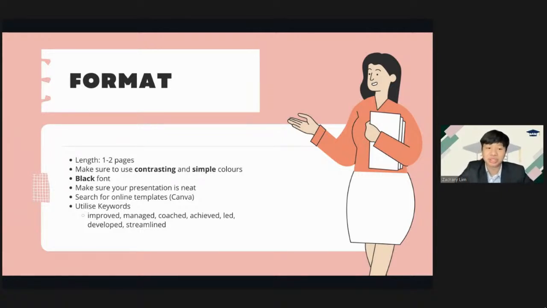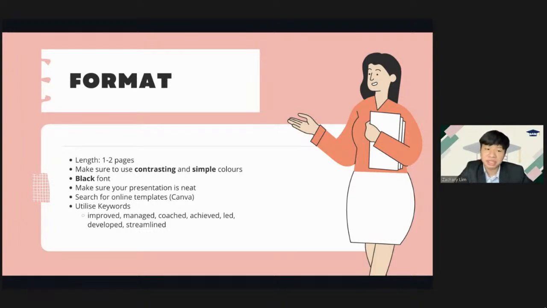And the next thing is to make sure to use contrasting and simple colors. So colors like black and blue should be fine. Red, I would say, is a bit too much, but people online, if you read articles, they say that red is fine as well, as long as it's not too bright and not too flashy. But I would highly suggest keeping it to black and blue.